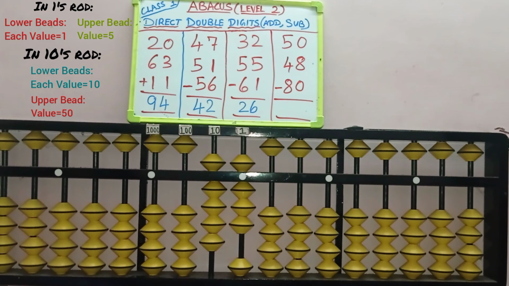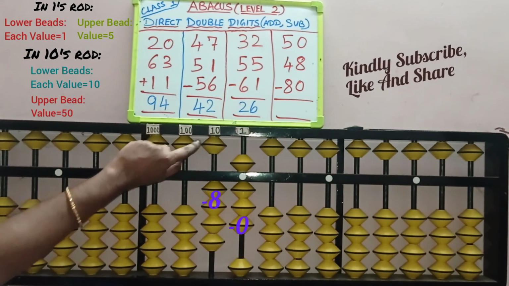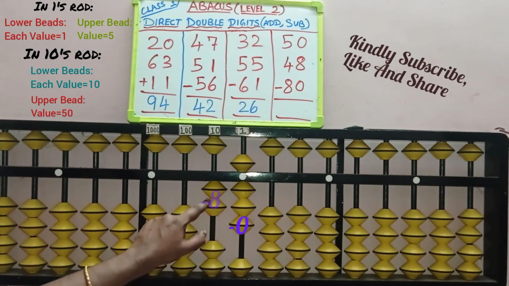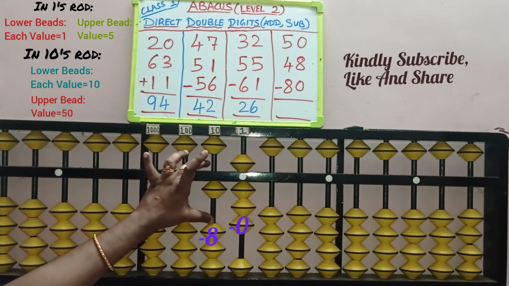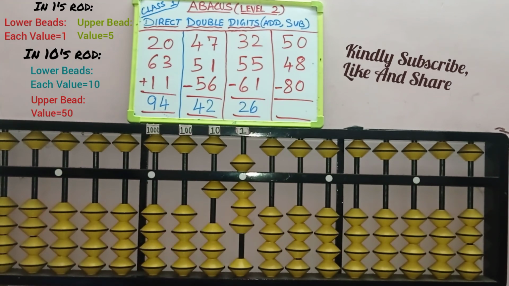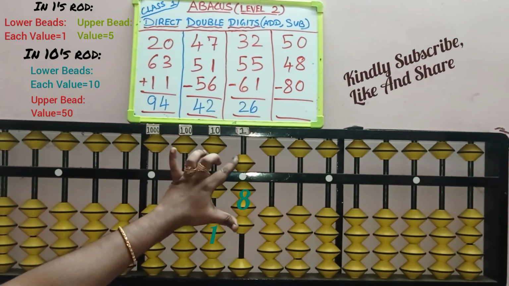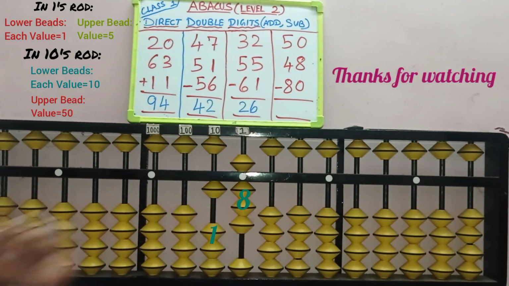Next, third row minus 80. Minus 80 means remove 80 from this answer. That is, remove 0 from the ones row and remove 8 from the tens row. Remove 0 means we should not remove anything in the ones row. Okay. Next do minus 8 in the tens row. 50, 60, 70, 80. Removing 8 from the tens row, minus 80 completed. Okay. Sum is completed. Now check the answer. In the tens place 1 bead is there. In the ones place 5, 6, 7, 8. So 18 is the answer.